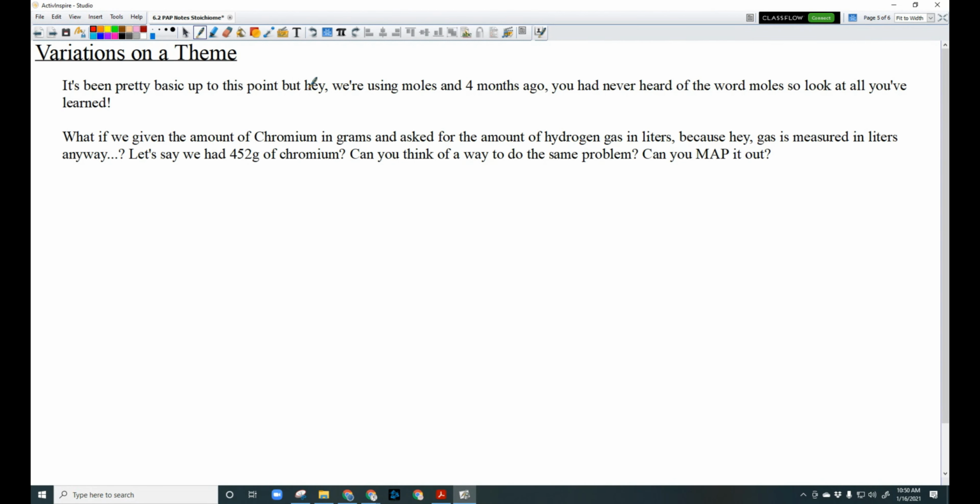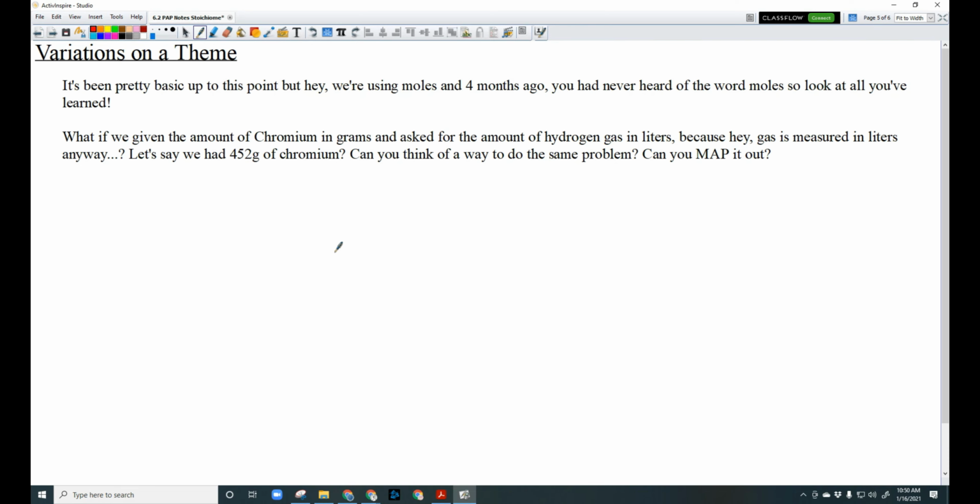So what if we were given the amount of chromium in grams instead of moles, and we're asked for an amount of hydrogen in liters, because gas, we know from our unit on gases, is measured in liters? Can we do that? Let's say we had 452 grams of chromium. Can you think of a way that we can take this grams of chromium and get liters of hydrogen? Can you map that out?